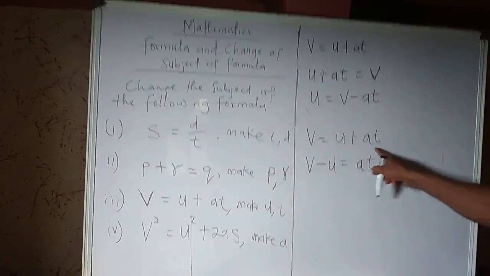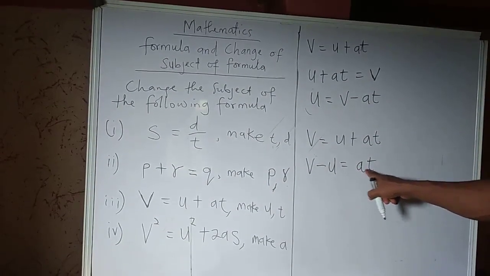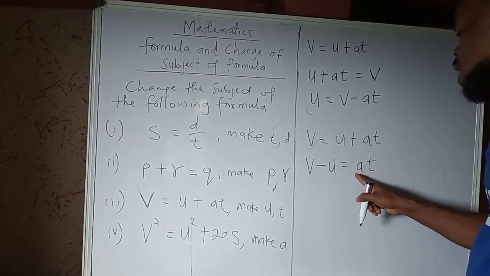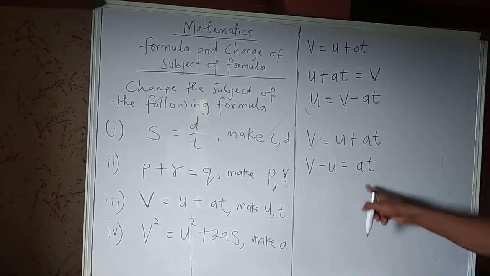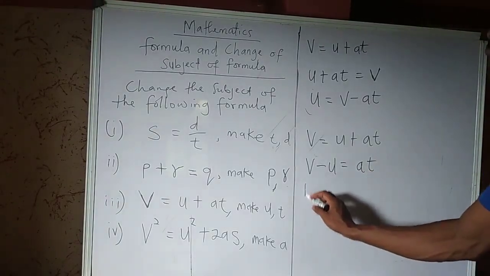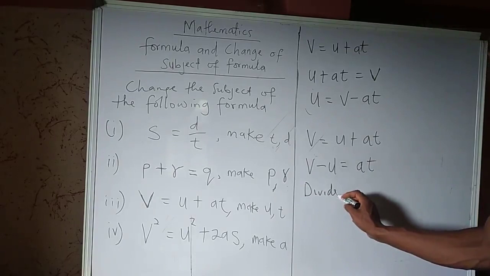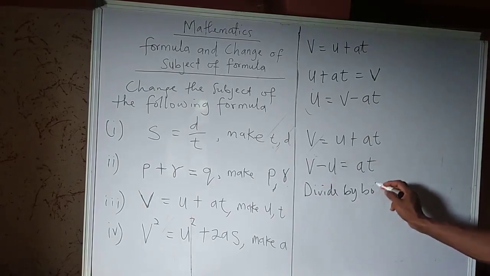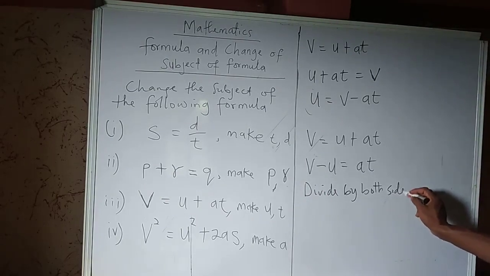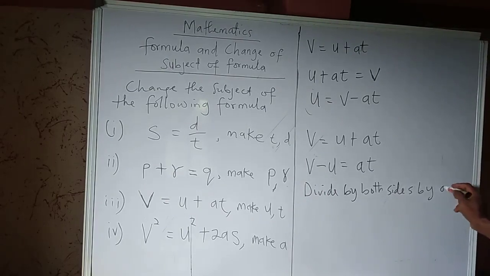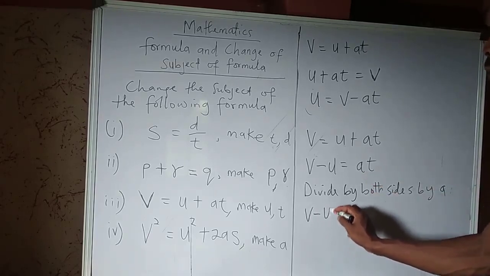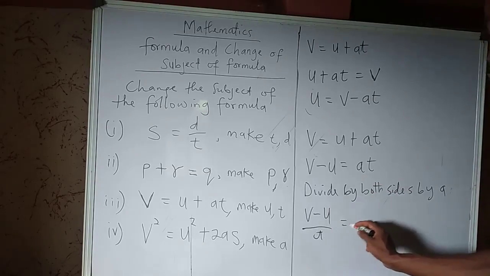Now this a is connected to the t by multiplication. a times t is what gives us v minus u. So if we are going to make t the subject of the formula, we have to remove a. How do we remove a? We remove a by doing the opposite of multiplication, which is divide. So we divide both sides by a. We don't want a standing close to t. So this is going to become v minus u over a equals at over a.